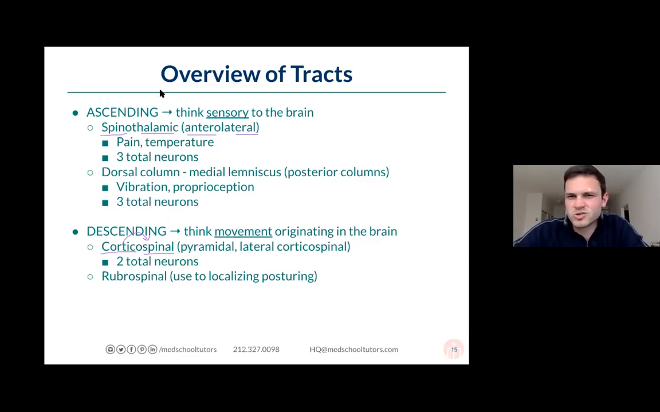Rubrospinal, you'll see it helps with movement. And then I'll cover it next week when we do the brainstem, but it can be helpful for posturing syndromes. But I just wanted to be complete here of the tracts that I think are worth your time to focus on. There are others. These are where I kind of put most of my effort.